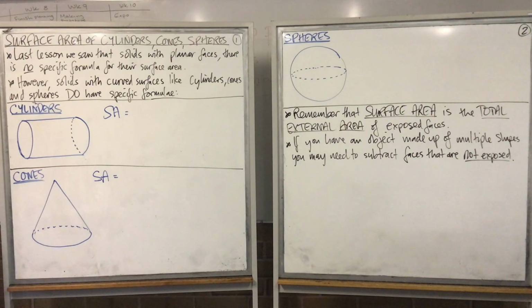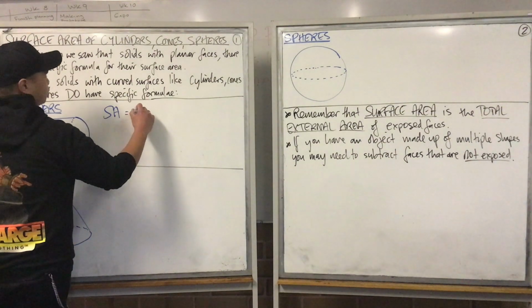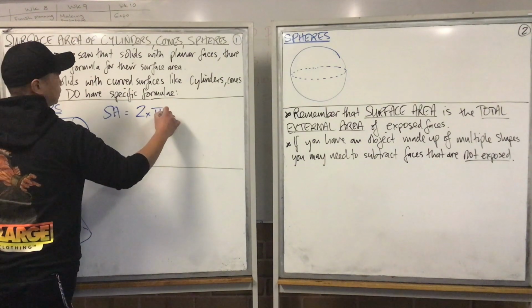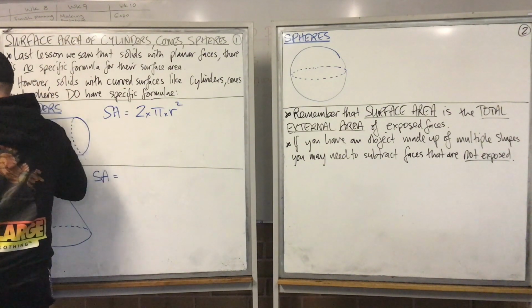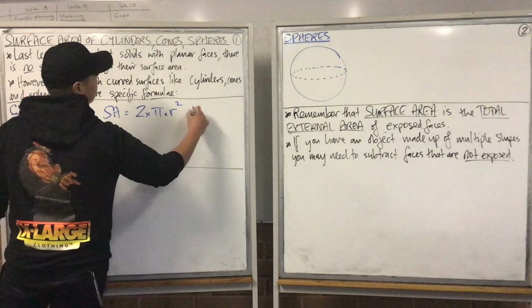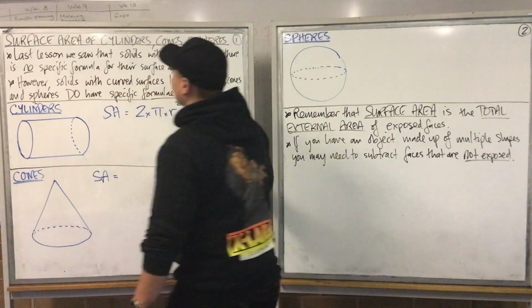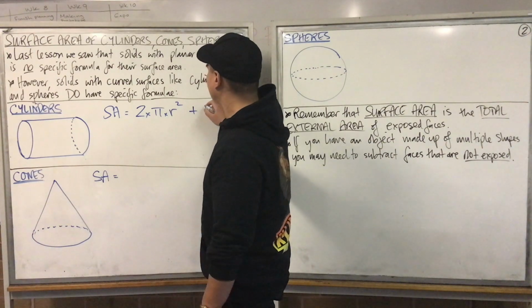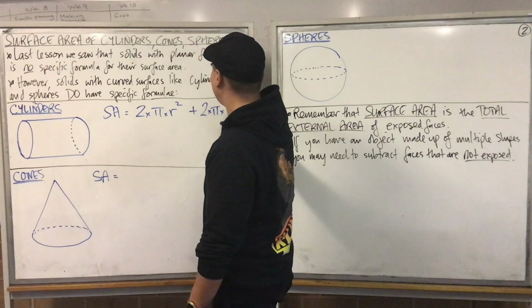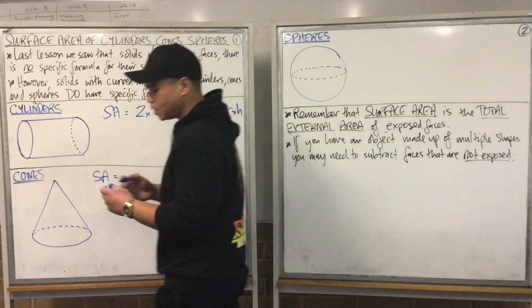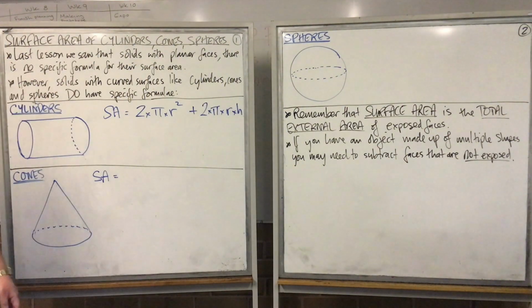Pi r squared times 2 plus the rectangle. Okay. 2 times pi times r squared. Sorry, what else did you say? Plus diameter times width. I've got a better way to draw it. Just 2 pi times r times h. There is a reason for that.